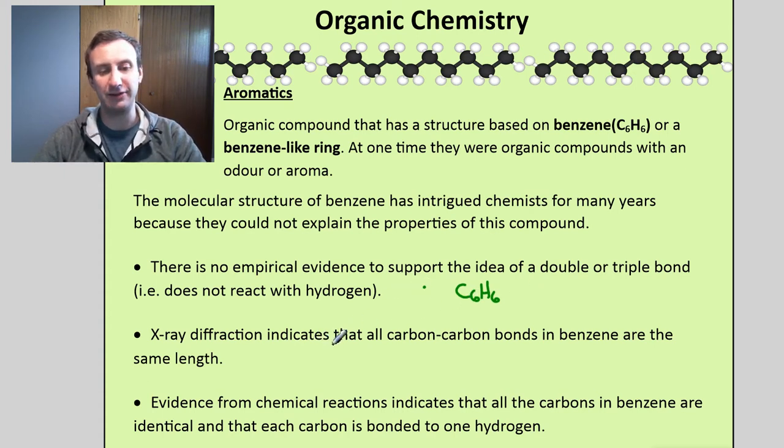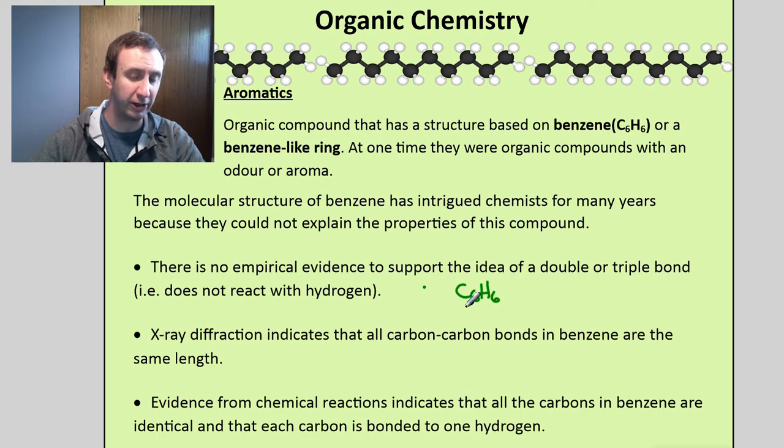X-ray diffraction indicates that all carbon-carbon bonds in benzene are the same length, which again is really strange based on the formula. Double or triple bonds are actually shorter than single bonds, and you can see in X-ray diffraction that double or triple bonds are different than other bonds in an alkene or an alkyne, but benzene doesn't show that. All of the bonds in benzene turn out to be the exact same length between carbons, which was very strange based again on the formula.